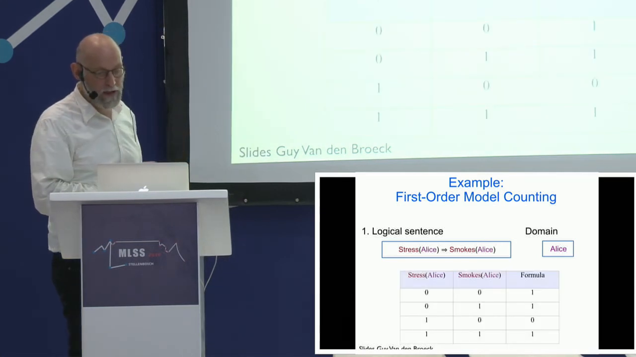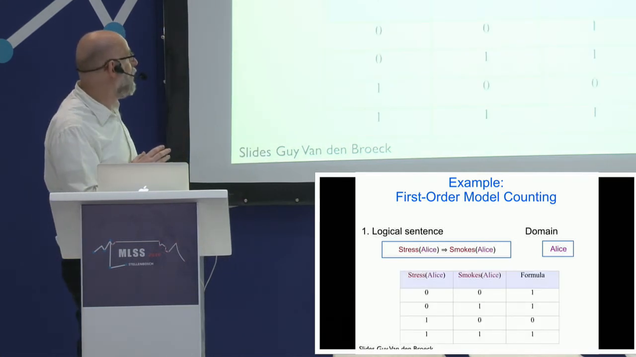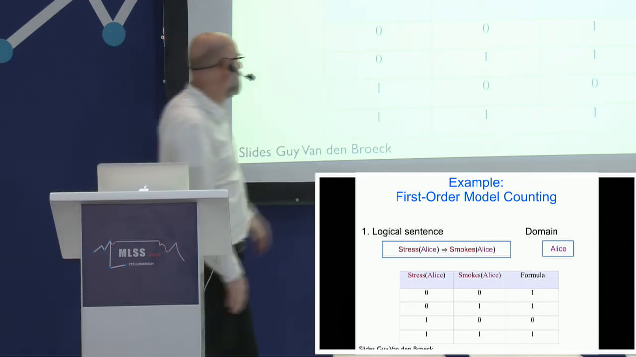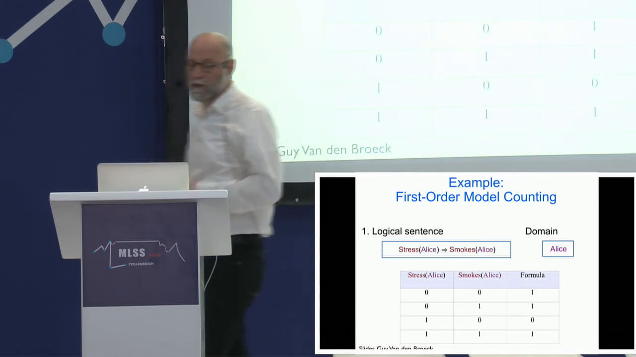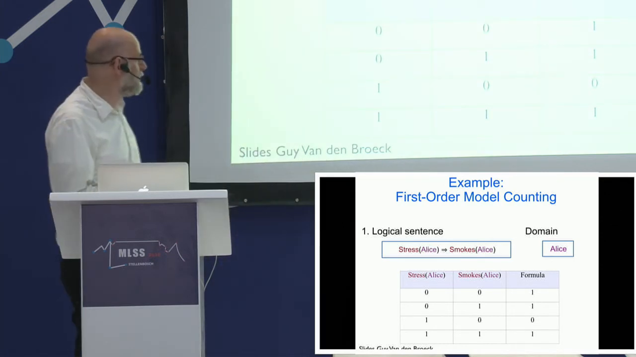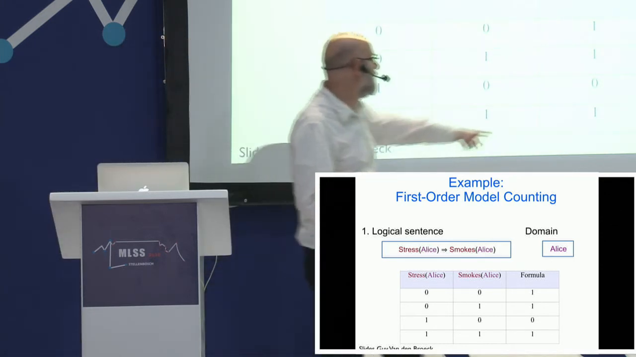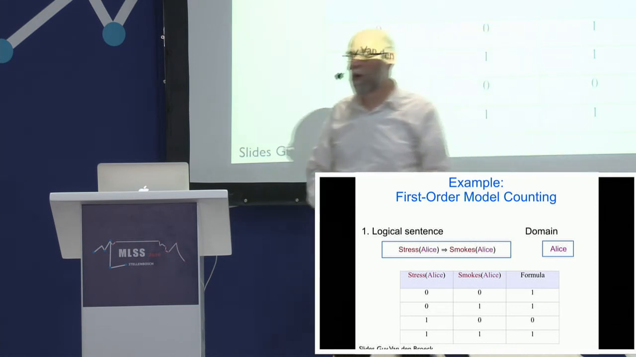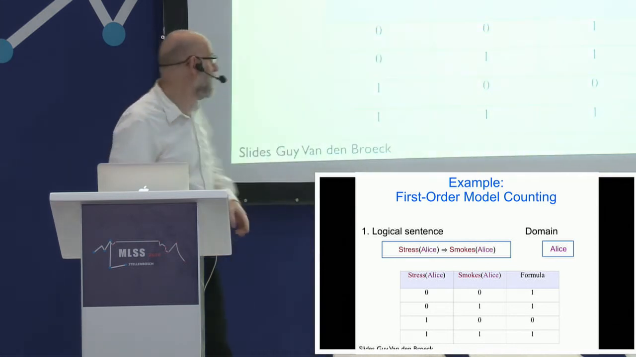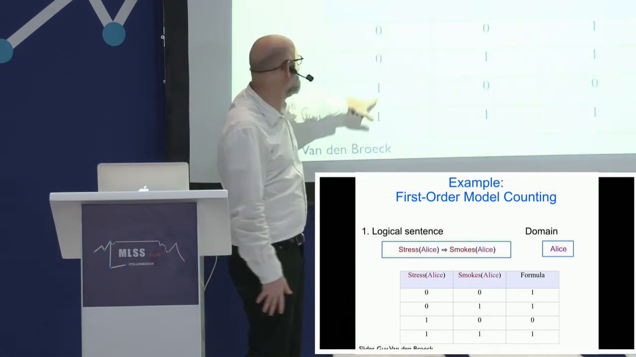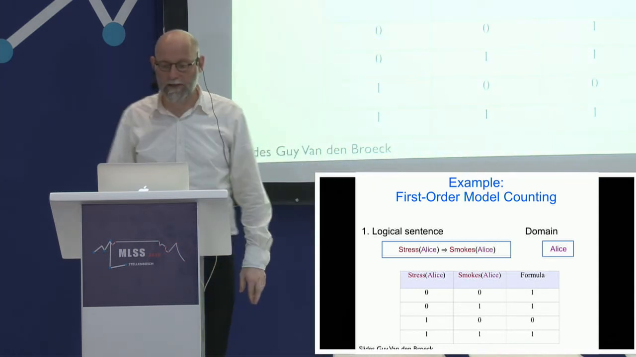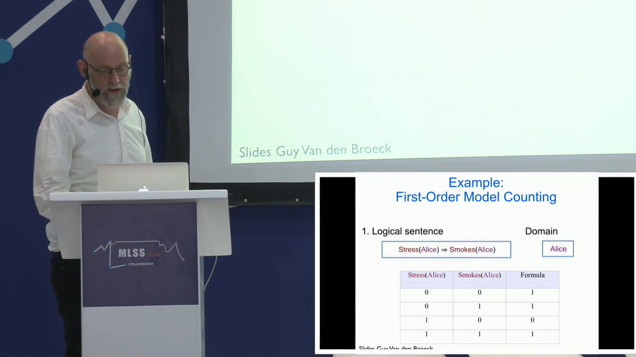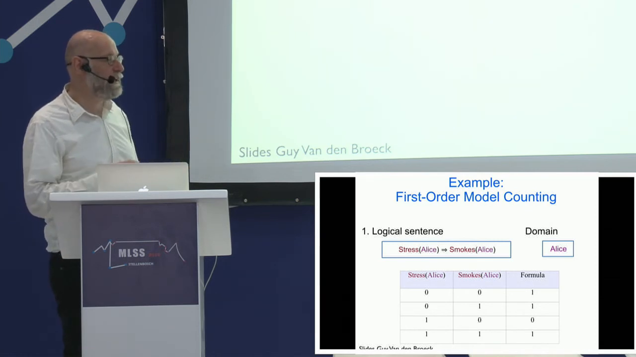I guess it's fairly easy to answer. We have here all the possible worlds. I mean, all assignments of 0 and 1 to stress Alice and smokes Alice. And here we know that the formula holds in 3 out of 4 cases. It just doesn't hold when Alice is stressed and she doesn't smoke, then it's a violated instance. And so for this, we basically have 3 models.